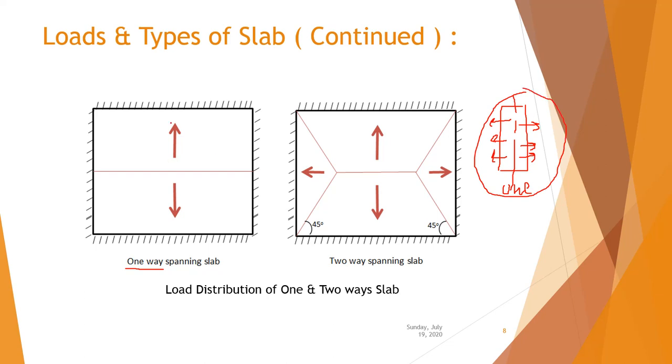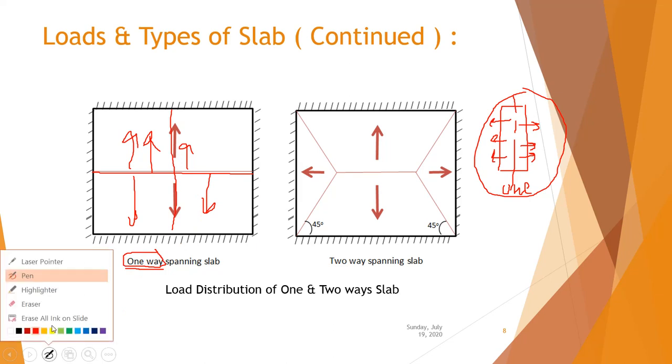So this is the mechanism of the one-way slab. As you will see here in the picture, if you divide it into two, here he divided it like that. So it is the same. Half will go like this. This is the load, and half will go like that. So this is the mechanism of the load distribution for the one-way slab. And now we can go to the two-way slab.